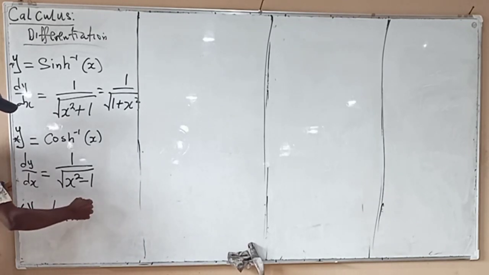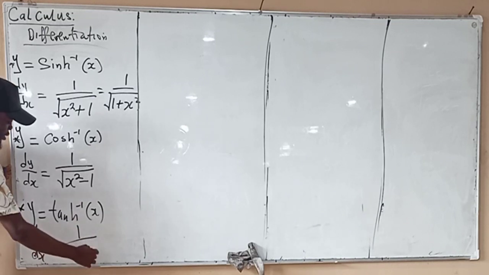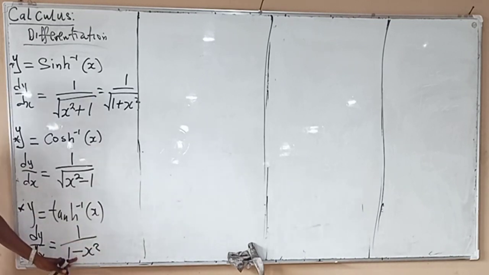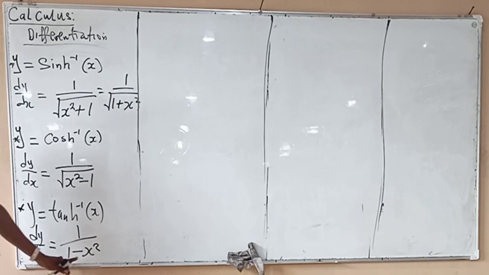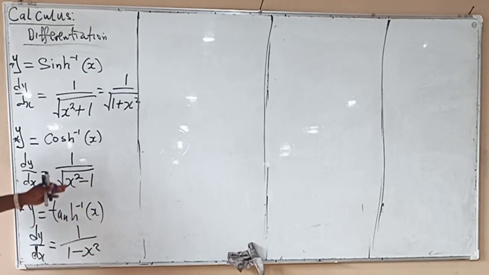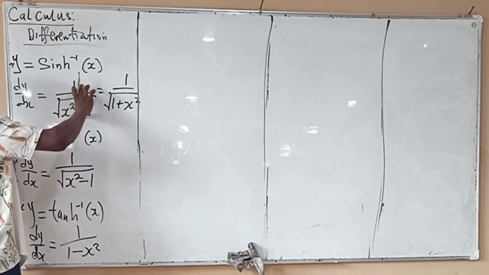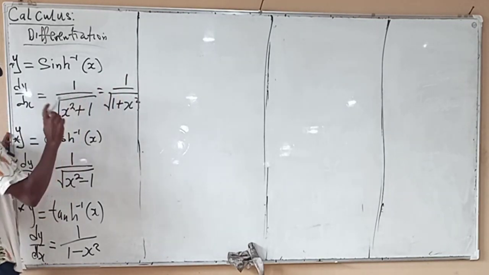Alright, now let's look at tanh inverse. Tanh inverse of x. If I do tanh inverse of x, what will be dy over dx? That will be 1 over 1 minus x squared. Look at this. This is not commutative. It cannot be x squared minus 1. If you put x squared minus 1, I've changed it to another thing. So with all those that have minus inside, you cannot interchange it. If you have plus inside, it can be interchanged. Take note of that, it's very important.